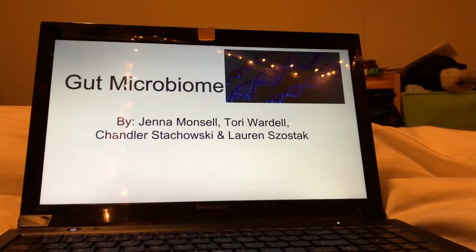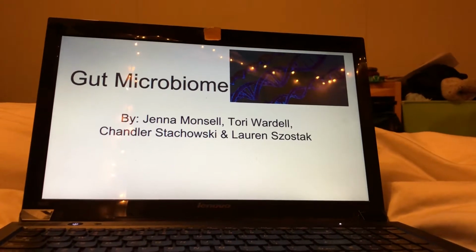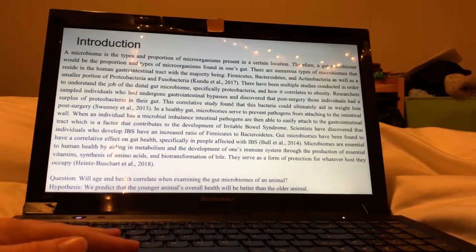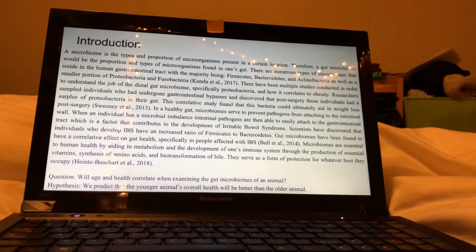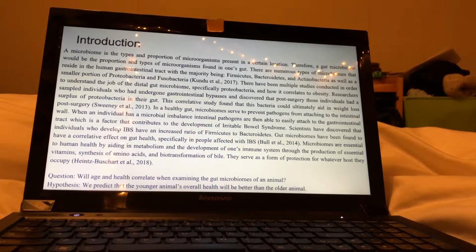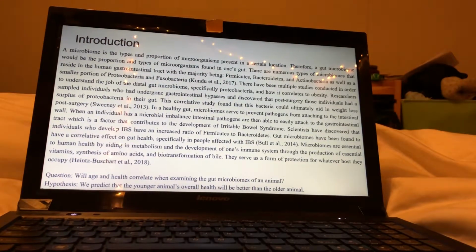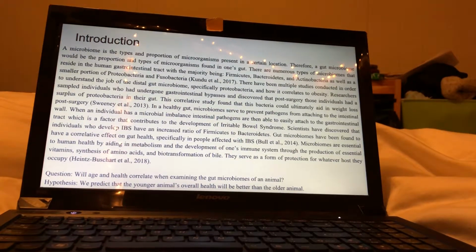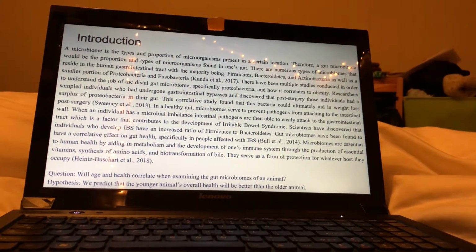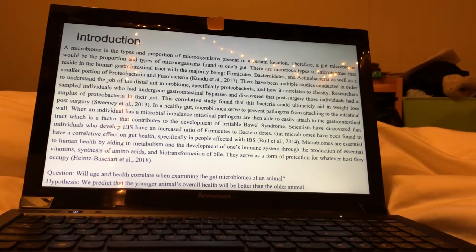Welcome to my gut microbiome lab. A microbiome refers to the types and the proportions of microorganisms that are present in a given location. So therefore, the gut microbiome would be those proportions and types found in one's gut.